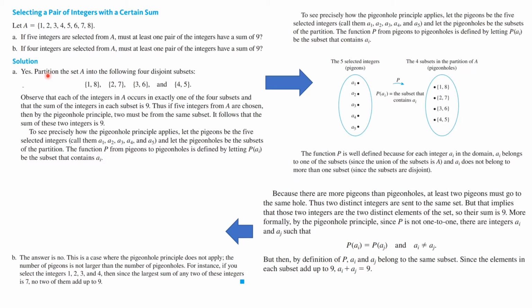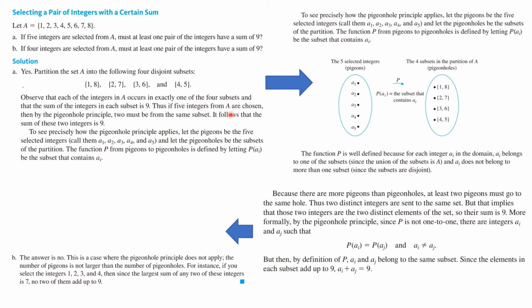Because we can partition, see how we're using all the words we've talked about before, the set A into the following 4 disjoint subsets. And notice that these are the subsets that add to 9. Observe that each of the integers in A occurs in exactly one of these. That's what it means to be a partition. And that the sum of each pair is 9.